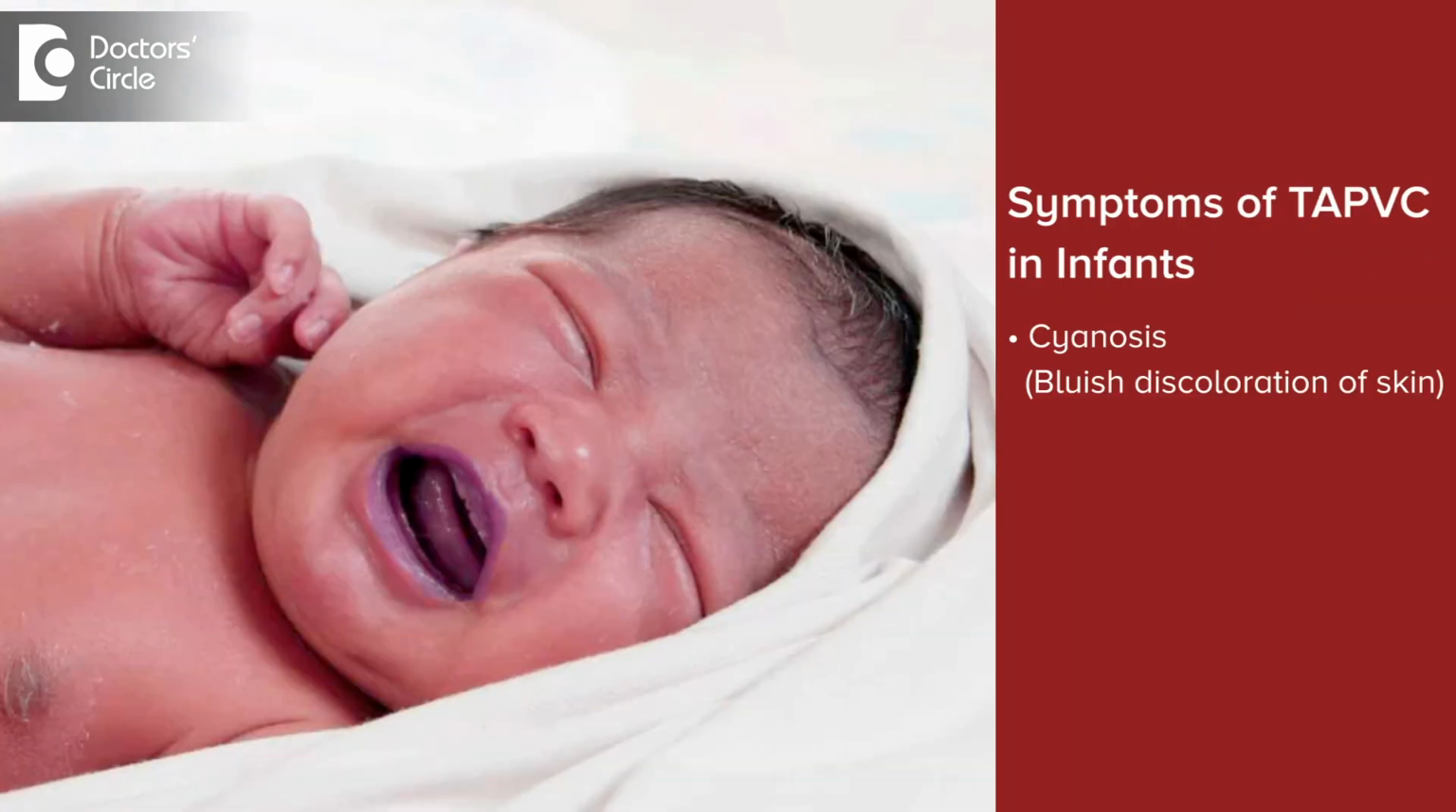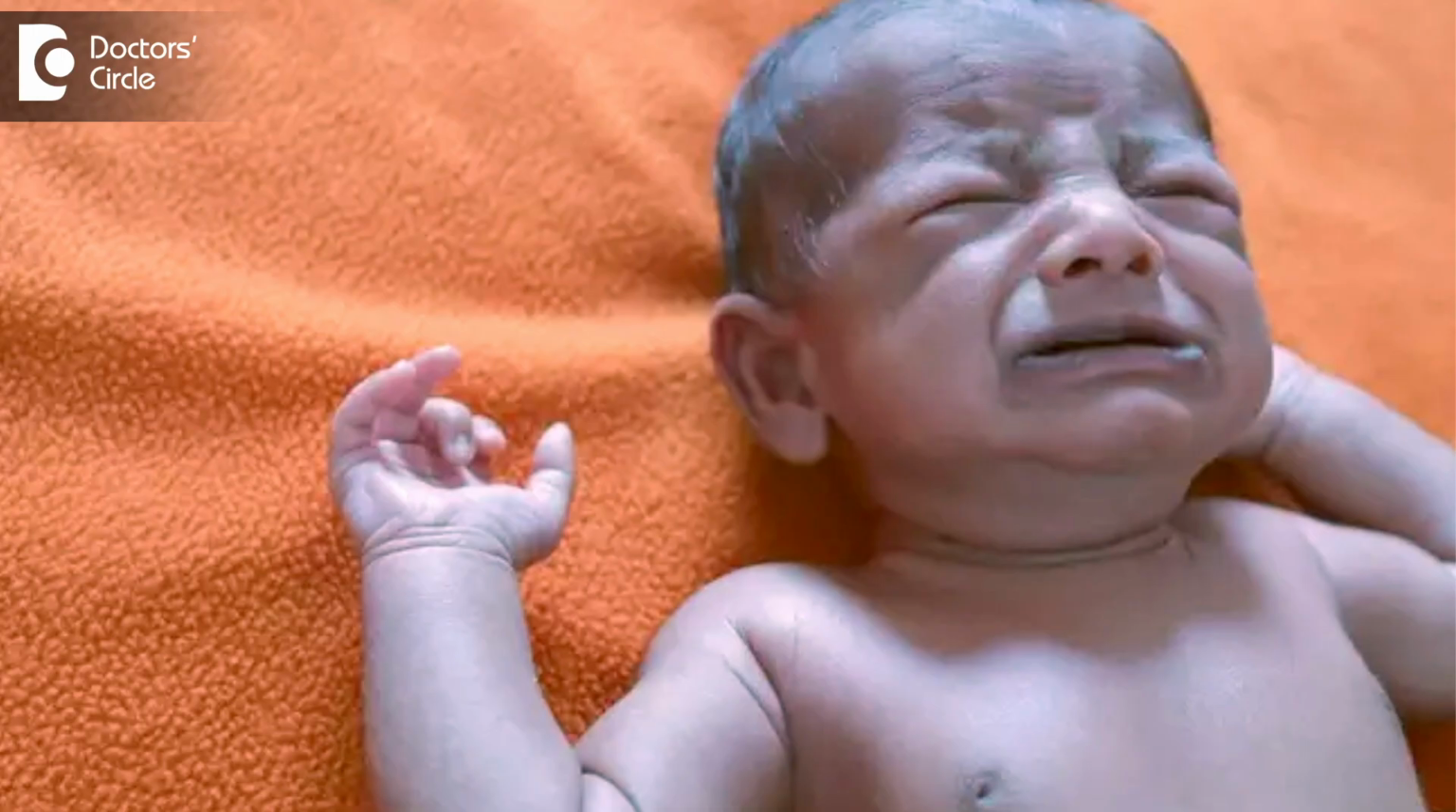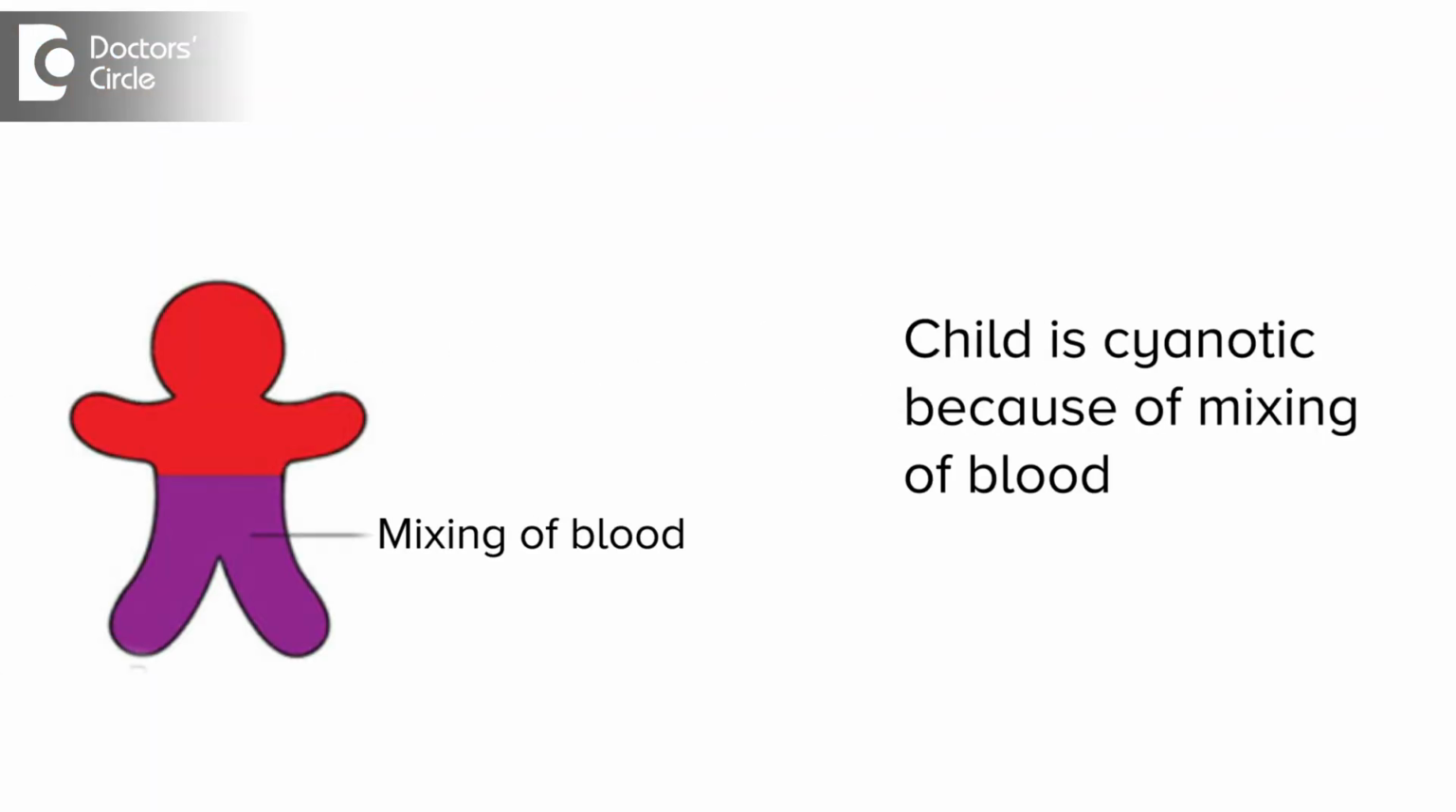TAPVC is seen at birth or in infancy, when the child comes to us with cyanosis and severe PH. This is the only condition where the child has severe pulmonary artery hypertension, that is, the lung pressures are very high, and also the child is cyanotic because there's a mixing of blood. So you can correct TAPVC surgically.